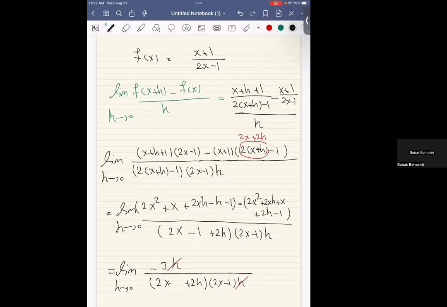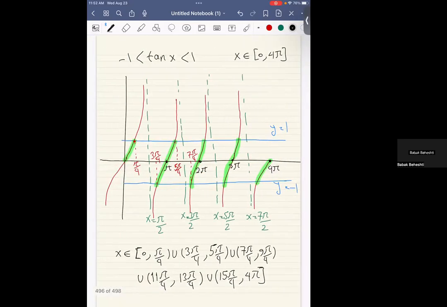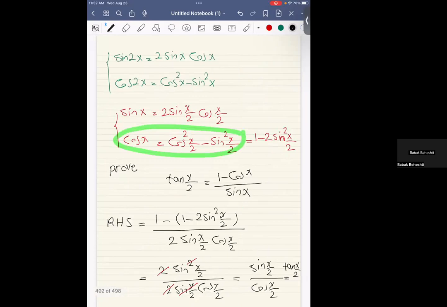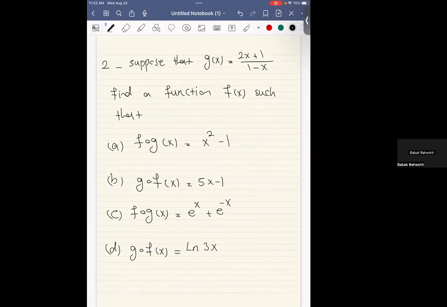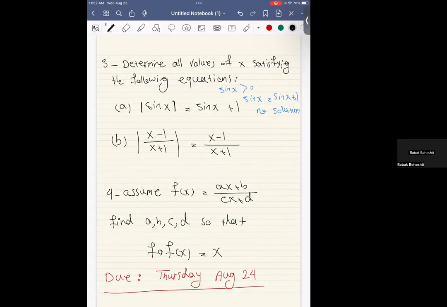This is 2x. Okay. Do you have any other questions about this last assignment? Oh, question 4. No, it's a challenge for you. Other than 4.